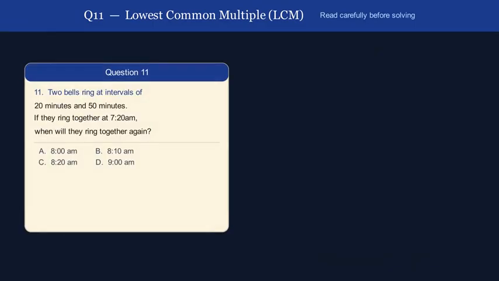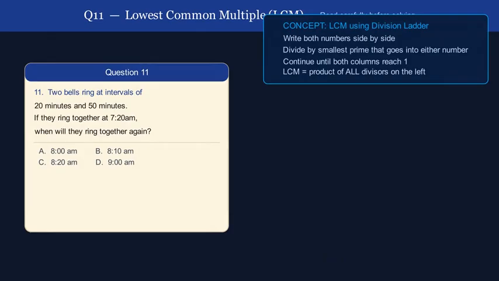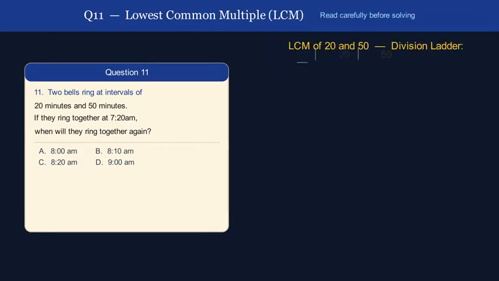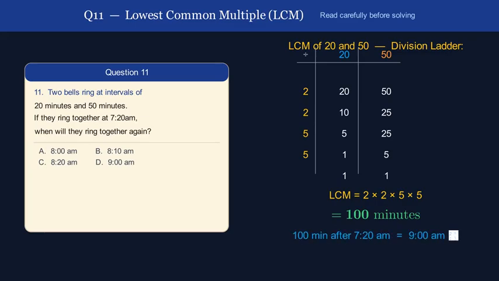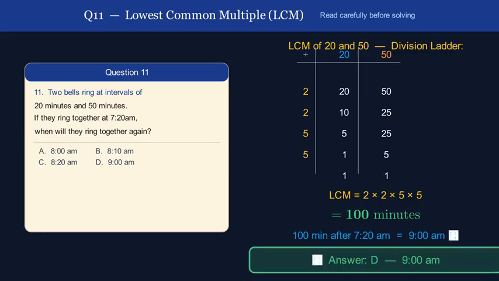Question 11. 2 bells ring at intervals of 20 minutes and 50 minutes. If they ring together at 7:20 a.m., when will they ring together again? In this question, we are being tested for the LCM. To get the LCM of 20 and 50, which will equal 100 minutes, then you convert that into hours and minutes and add it to 7:20 a.m. to get 9 a.m.